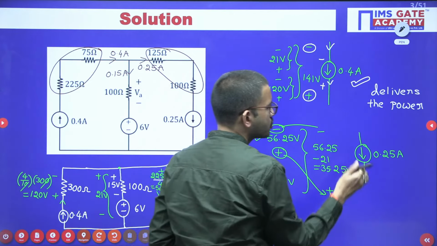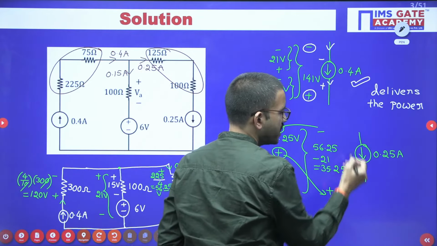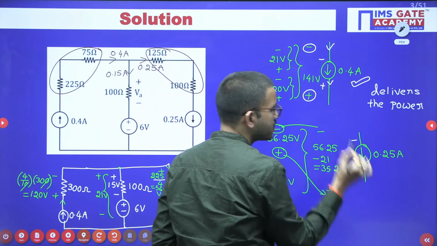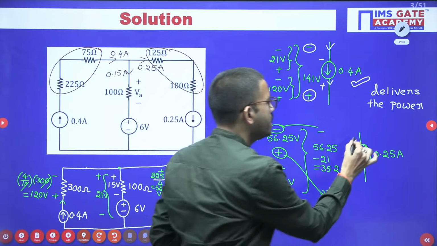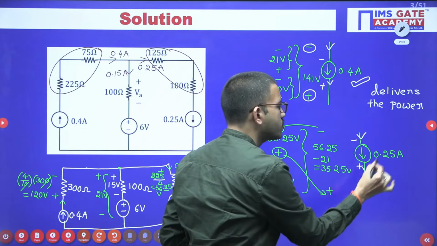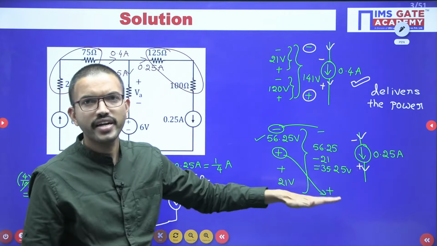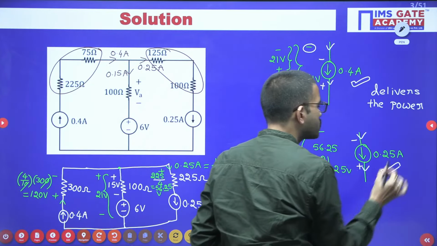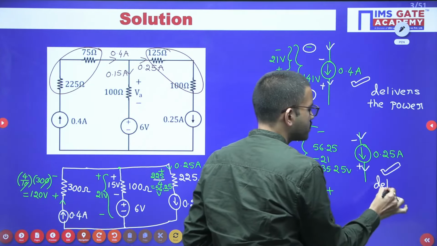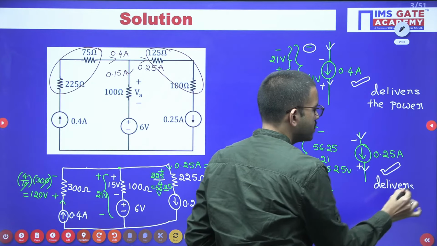35.25 volts you are getting. So the polarities across this particular current source you are getting minus plus here. Minus plus. Okay, just like the earlier case. Current enters at negative terminal or current leaves from positive terminal. Both are same. Right. Yes, very good. So that means 0.25 ampere current source also delivers the power.